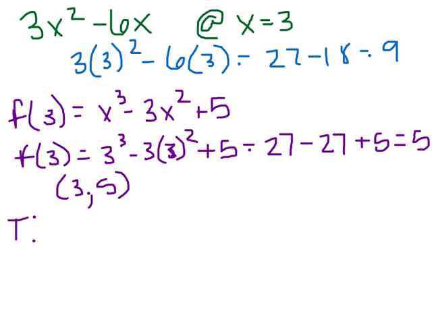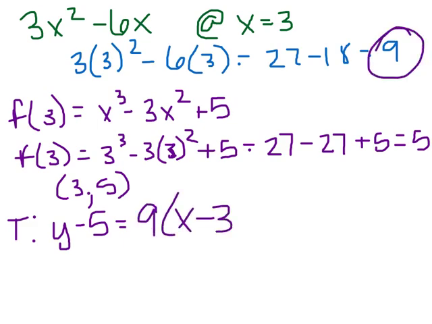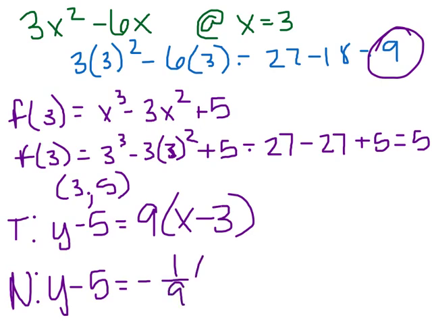When we're looking at the line tangent, we will have y minus 5 equals our slope 9 times (x minus 3). And when we're looking at our line normal, we'll have y minus 5 equals negative 1/9 times (x minus 3).